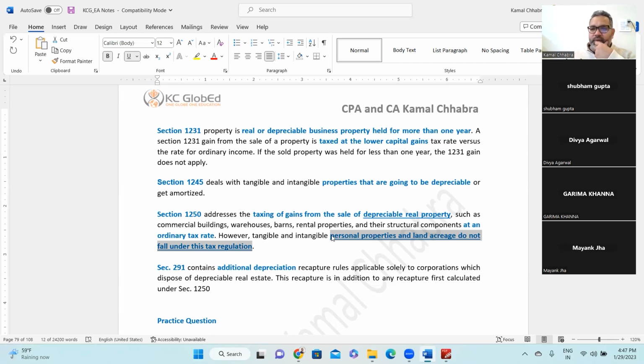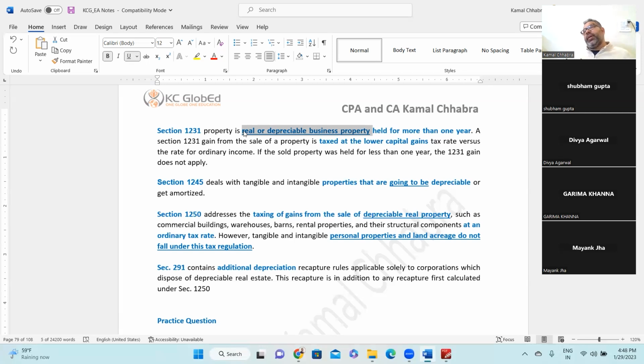Yeah, Mayank, Rajat, Vivek. What is 1231? So real or depreciable business property, and we can remember this 1231 from last year, the 31st December. Yes. The first line says all the real or depreciable business property held for more than a year. And what is 1245? Property that is going to be depreciable, sir, or amortized. Yes, going to be. That is the important word, right? And these are real or depreciable business property, right?